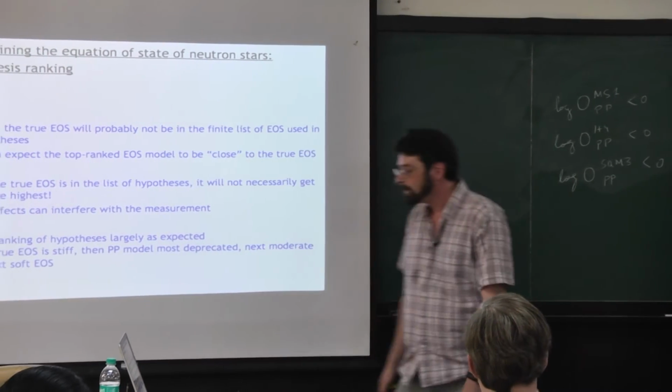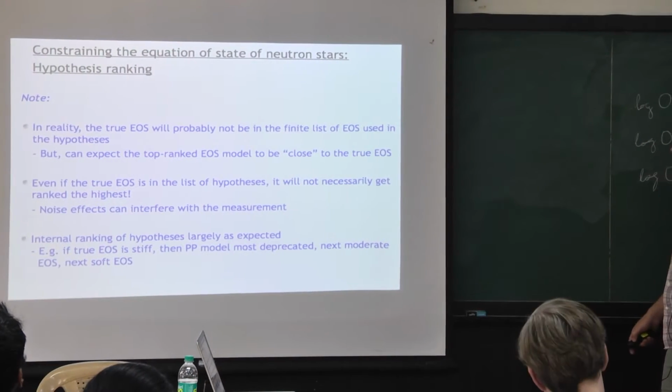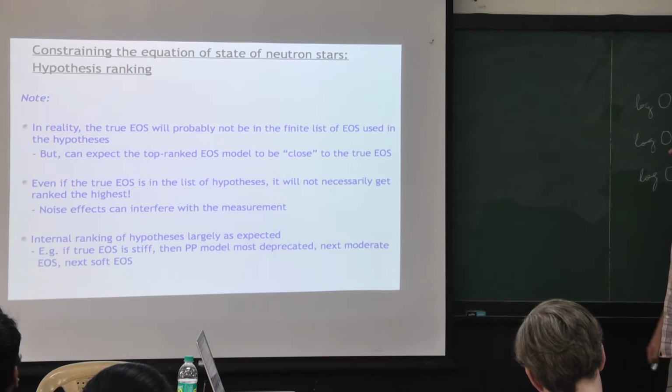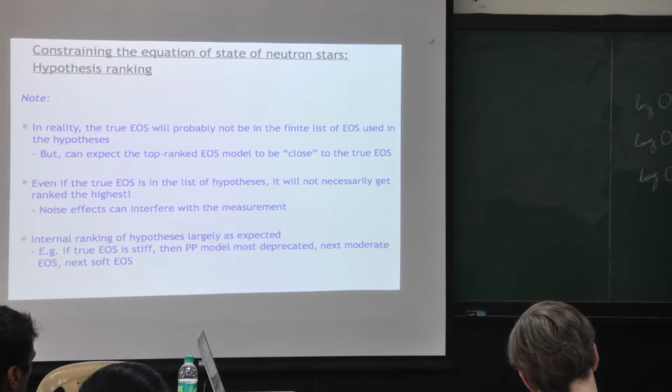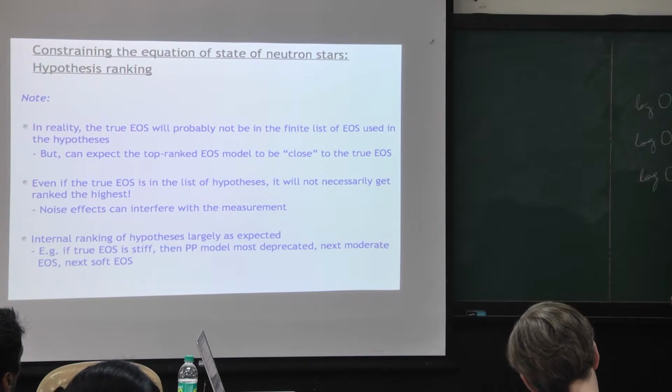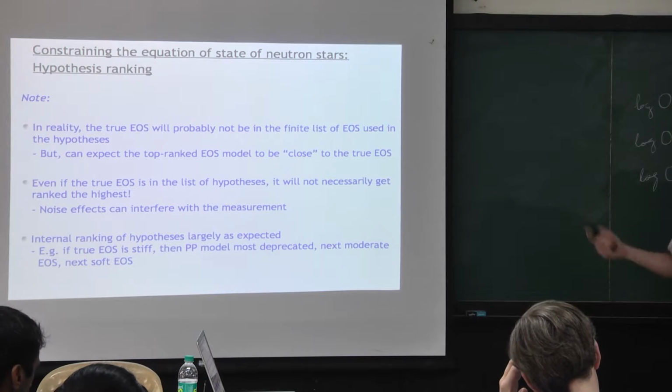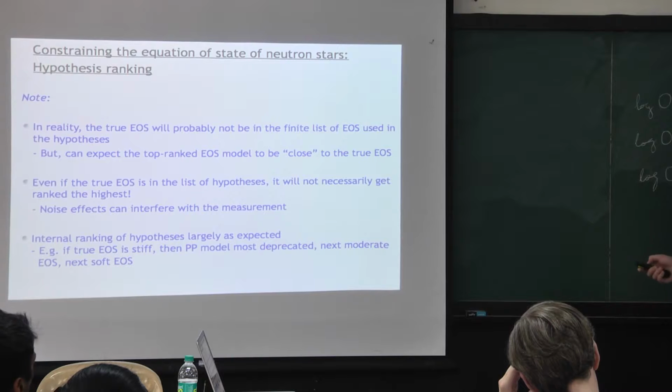Okay. So, constraining the equation of state with hypothesis ranking, I wanted to make some notes. We've only considered 3 models. Now, however many models you use in your ranking, in reality the true equation of state is probably not going to be among them, because that would be an extraordinary stroke of good luck. However, you could expect the top-ranked equation of state model to be, in some sense, close to the true equation of state. I'll let you figure out what close might mean in this context, but this is a general expectation.